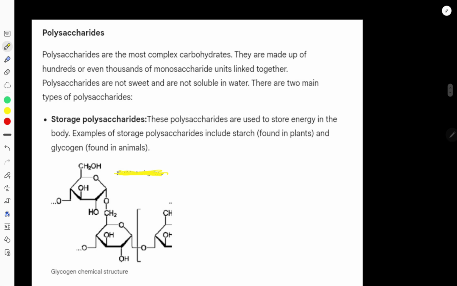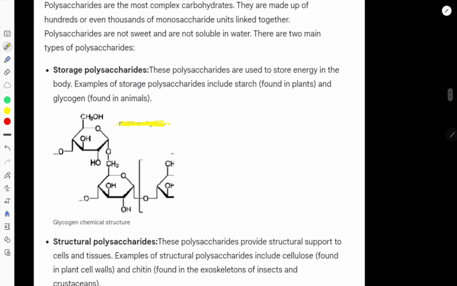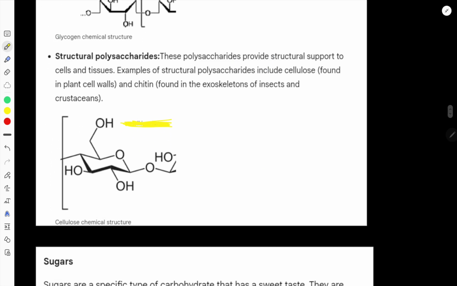Then we have polysaccharides. Polysaccharides are the most complex carbohydrates. They are made up of hundreds or even thousands of monosaccharide units linked together. Polysaccharides are not sweet and are not soluble in water. There are two main types of polysaccharides: storage polysaccharides and structural polysaccharides. Storage polysaccharides are used to store energy in the body. Examples include starch, which is found in plants, and glycogen, which is found in animals. Structural polysaccharides provide structural support to cells and tissues. Examples include cellulose found in plant cell walls, and chitin found in exoskeletons of insects and crustaceans.